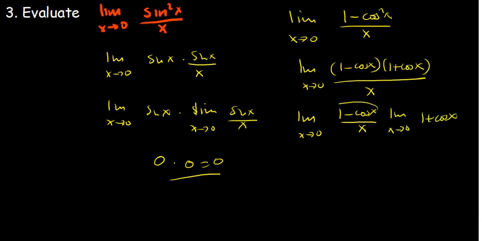I just wanted to do this one, splitting it, because I know this is a special limit which always gives us a 0. Whenever we've got 1 minus cos x over x, that is a 0. If we substitute 0 here, cos of 0 is 1. 1 plus 1 is a 2. And 0 times 2 is still 0. So that is another way you can take it.